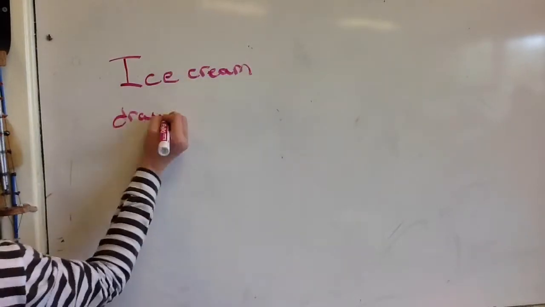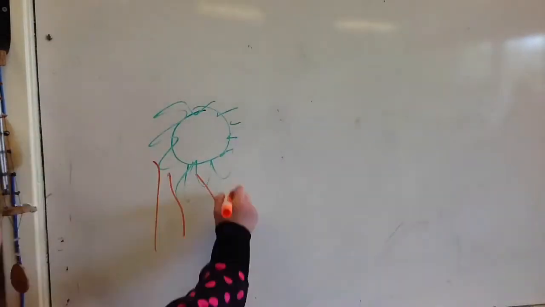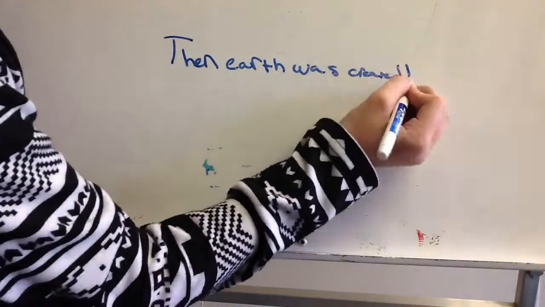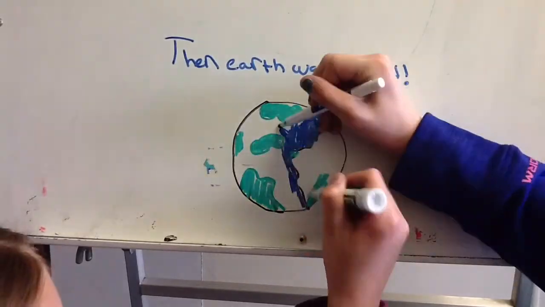Ice cream. Draw my life. It all started with the Big Bang. Then stars formed. After stars, the Earth was created.